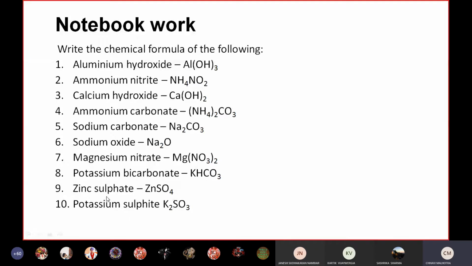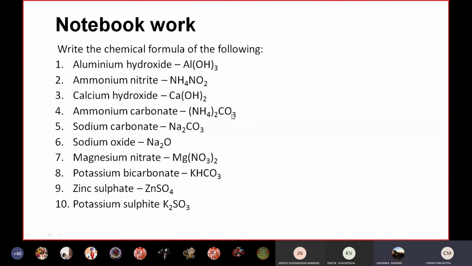Then coming to zinc sulfate. What is the symbol for zinc? Zn. Sulfate is SO4. The valency of zinc is 2. Sulfate is SO4 with valency 2. So the common factor is 2. We cancel 2, we get 1. Crisscross, ZnSO4.